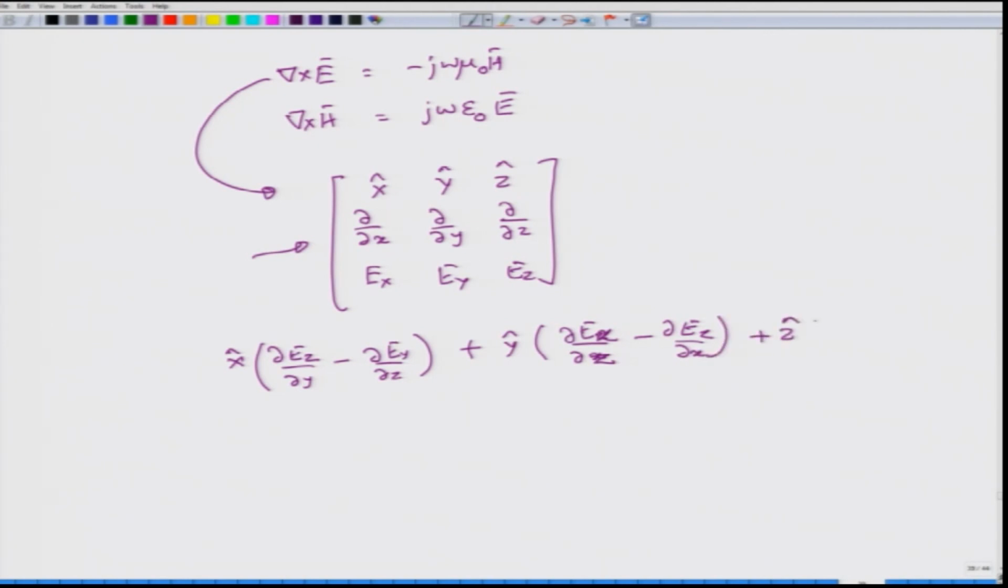The z component of this field will be del E y by del x minus del E x by del y. This should be equal to minus j omega mu naught x hat H x, minus j omega mu naught y hat H y, and then minus j omega mu naught z hat H z.